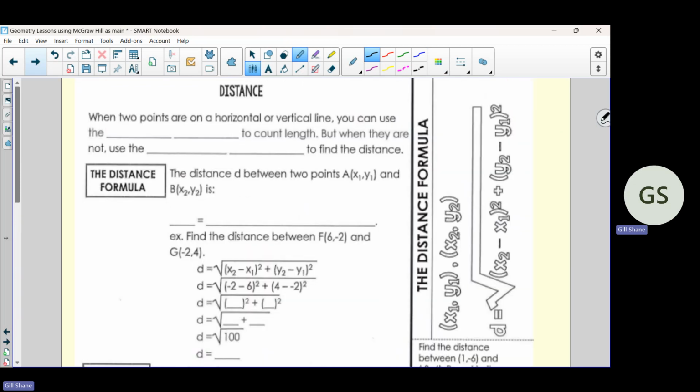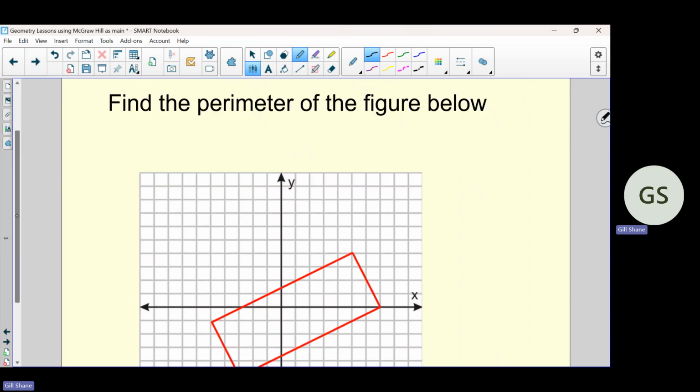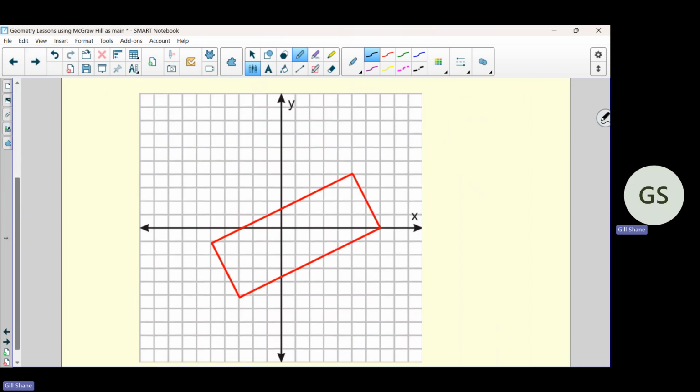So on your test, is it gonna say it simply, like find the perimeter? Yeah, it'll have to tell you which one you're finding. Yeah, absolutely. I want you to find the perimeter of that.